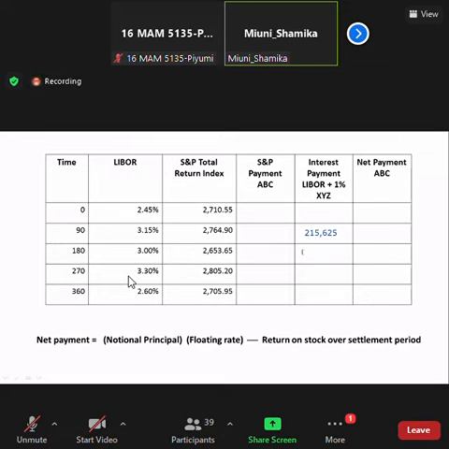What should be the payment here? Same thing, consider the previous period interest plus 1, and we are going to consider for 90 days. What is the payment? Right, 259,375. So I'm reading your answers. Others, let me know if you get a different answer. 259,375.